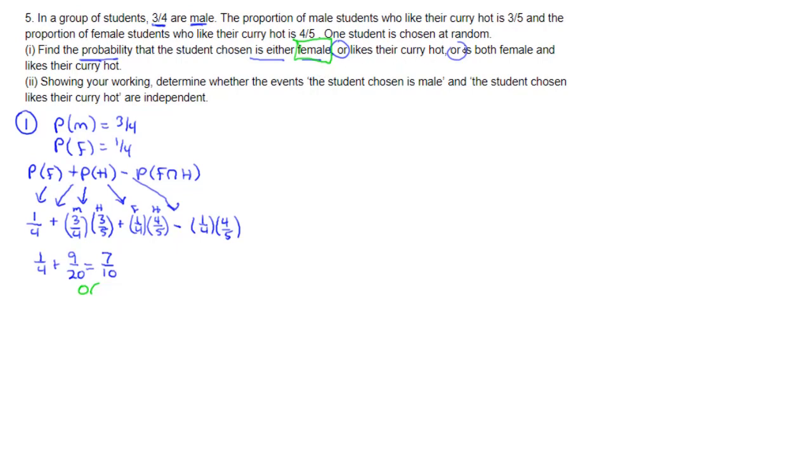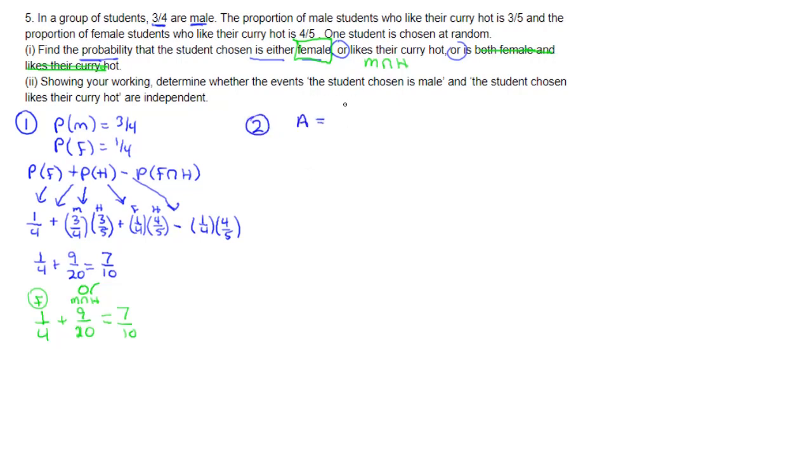Another way to look at this would be to think about them just like that. If I pick the females, well, I've got all the females that like it hot already, so I don't have to worry about that. And then when I'm looking at the curry, I don't need to think about the females because I've already found all the females. All I need to worry about is the males that like it hot. And so again, that's just going to be 1/4 times 9/20, and that's going to give us 7/10 as our answer. Now, it says show your work.